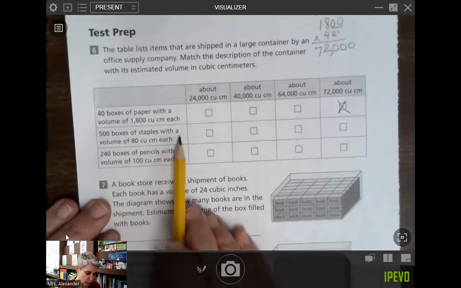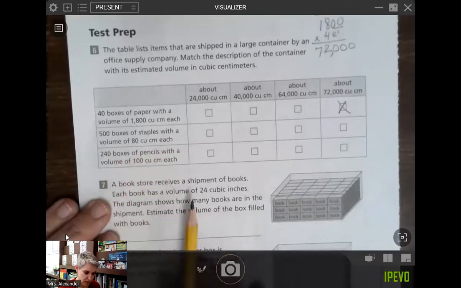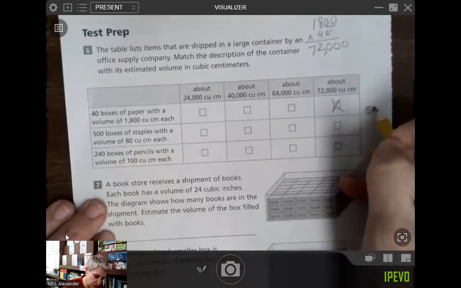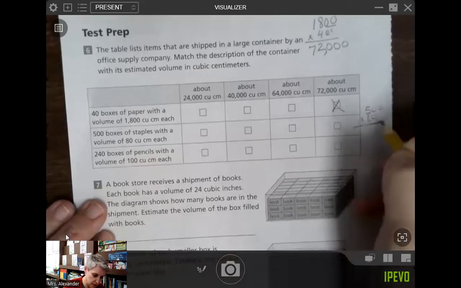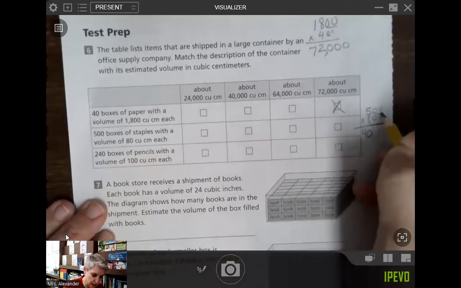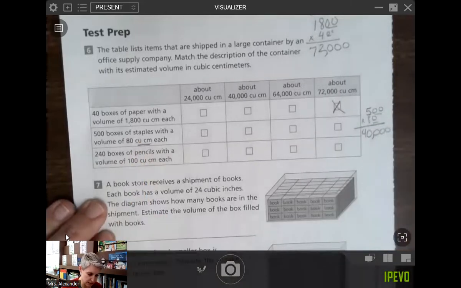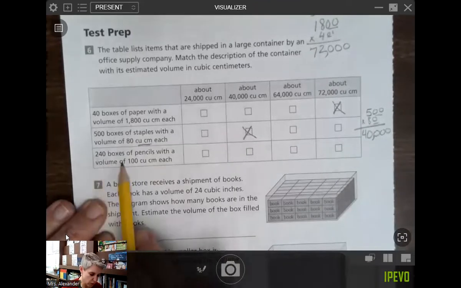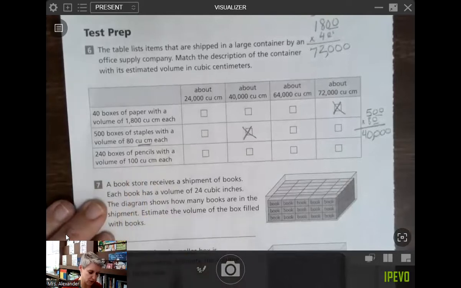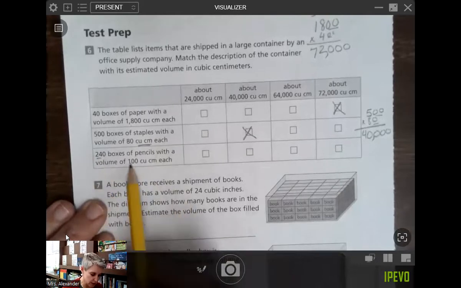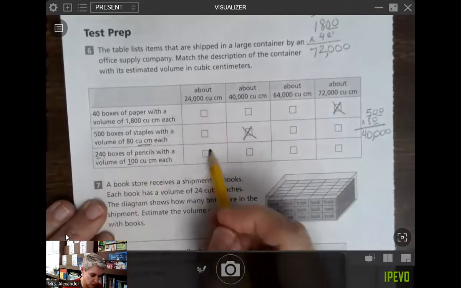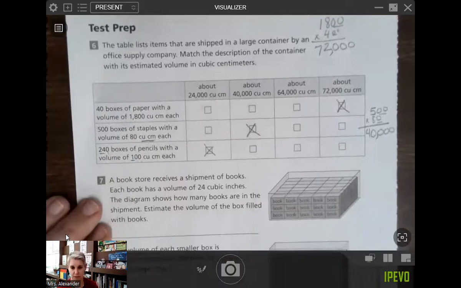500 boxes of staples with a volume of 80 cubic centimeters each. 500, 80. I'm going to do 5 times 8 is 40. I have to add 3 zeros. That gives me 40,000 cubic centimeters. That's right there. 240 boxes of pencils with a volume of 100 cubic centimeters each. I'm going to do 24 times 1. That's 24. 1, 2, 3 zeros, 24,000 cubic centimeters.